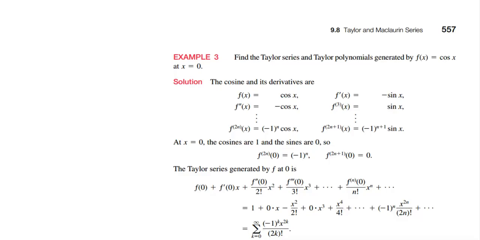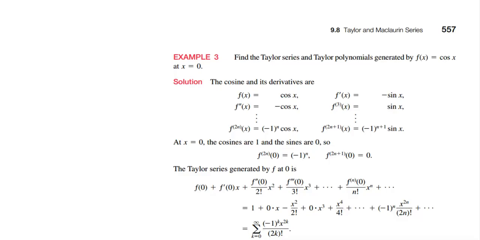right? The 2nth derivative of x equals negative 1 to the nth power cosine of x, right? So all of the even derivatives are negative 1 to the nth power cosine of x. The 2n plus 1th derivative of x, so all of the odd derivatives, are negative 1 to the n plus 1 power times sine of x. And at x equals 0, the cosines are 1 and the sines are 0. So the 2nth derivative of 0 equals negative 1 to the nth power, right? And the 2n plus 1th derivative at 0 is just 0.